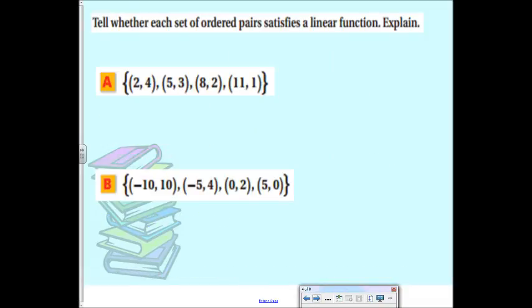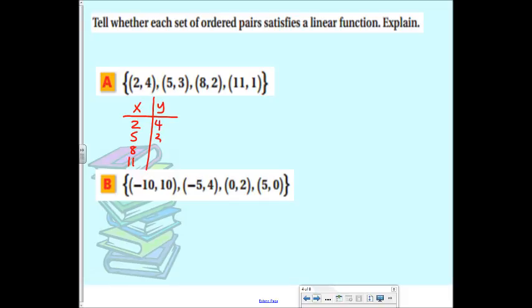So I want to tell whether each ordered pair here satisfies a linear function. This looks confusing for me as a set of ordered pairs. How else could I organize this? In a table? So I'm going to do a table of x and y. What are my x's? And what are my y's?